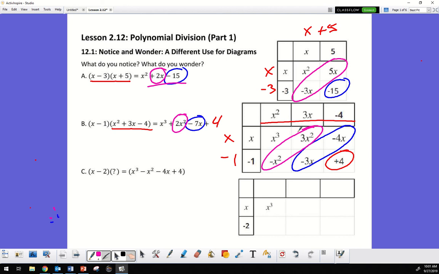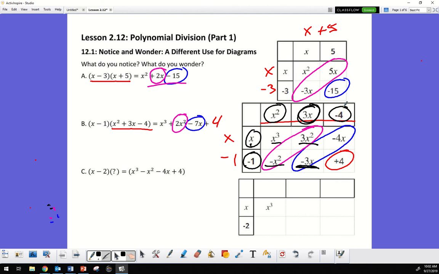Now do you guys see the pattern on this? Okay, here's a pattern now. All right, so let's see the pattern going a different way. So x squared times x gives me x cubed. X squared times negative 1 gives me negative x squared, right? 3x times x, there we go, 3x squared. 3x times negative 1, negative 3x, right?